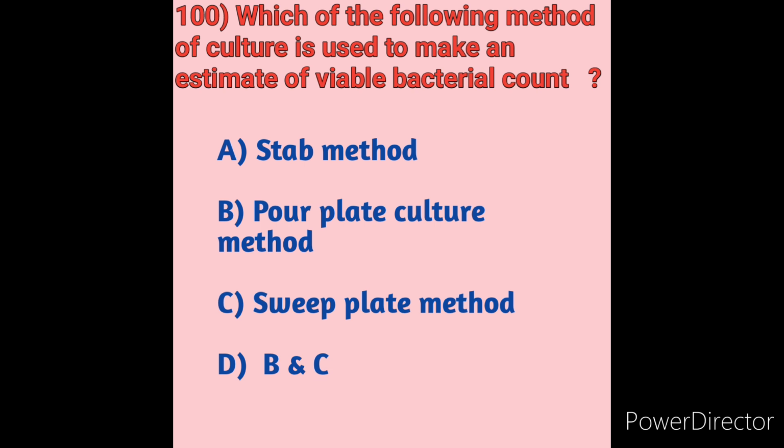Although the final inoculation procedure differs between these two methods, they both start with a sterile dilution of the culture. The plate count method or spread plate allows the bacteria to grow as colonies on nutrient medium. The colonies become visible to the naked eye, and the number of colonies on a plate can be counted. So here in these options, pour plate culture method and sweep plate method, option B and C are the correct answer.